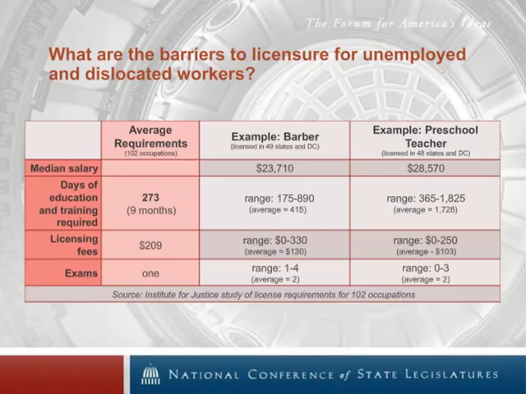When we look at the averages, that doesn't really tell the whole story. So let's look at what this looks like for two particular jobs that are widely licensed across the states. For barbers, the days of education required range from 175 days to 890 days. If you're not really familiar with your day-to-year ratio, 890 days is about 2.5 years. So whether you're in one of the states with the lower number of required training days or one of the higher ends of training, that's really going to impact you if money is tight and you're looking to get into a job. Looking at the preschool teacher example for licensing fees, the range goes from $0 to $250. And again, that's a pretty big range.